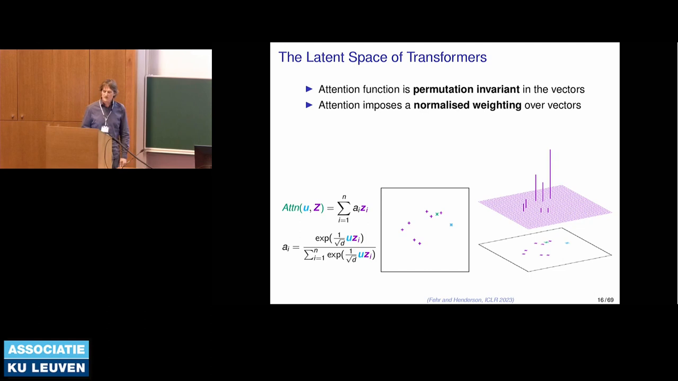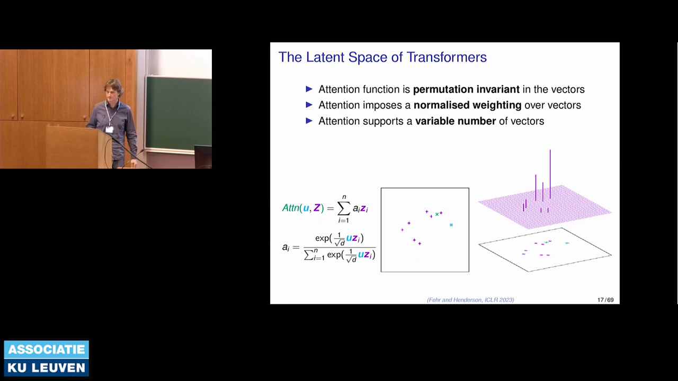The other thing to notice is that this attention weight is normalized. So we're imposing a normalized weighting over these vectors. If we have a normalized weighting, then it's not a set anymore. It's a distribution over vectors. So here we've just put a little probability mass on each vector, right? Also, the number of vectors is variable. This n can be anything, and it's still a perfectly good function. So the number of vectors we have in our distribution can vary.